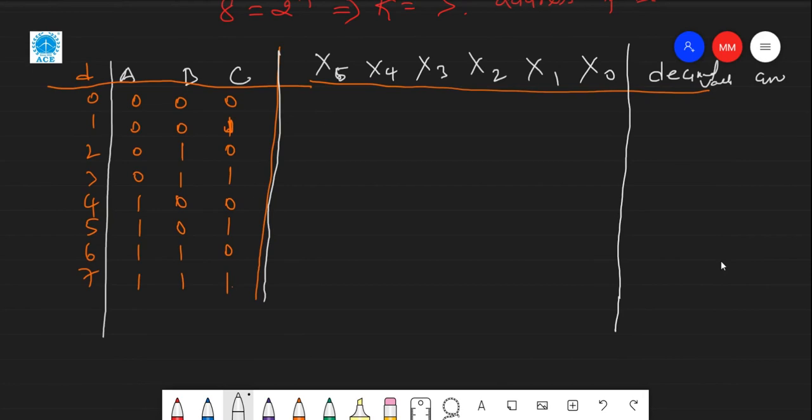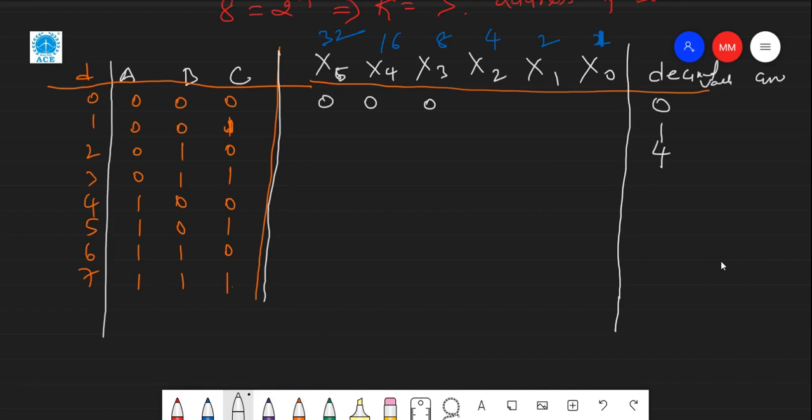Okay, square, right? So square means what? 0 square is how much? 0. 1 square is how much? 1. So 0 means what here? 0, 0, 0. Generally the binary weight values will be 1, 2, 4, 8, 16, 32. This is the weightage, right? So 2 square is how much? 4. Okay, let us complete this one.